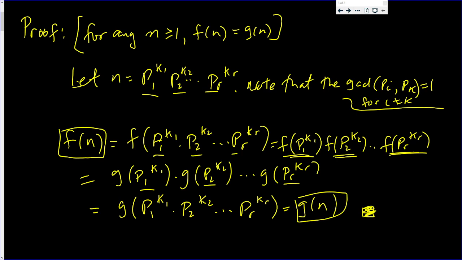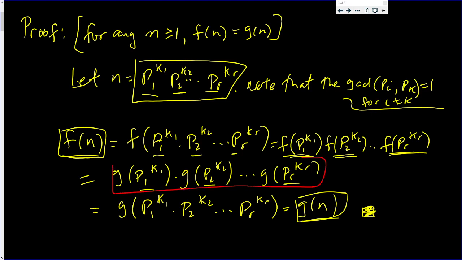for any n. Let n be this arbitrary number bigger than or equal to 1. And I showed that f of n is equal to g of n. Possibly one might argue that going from here to here, I needed to explain a little bit more, or maybe actually prove it by induction.